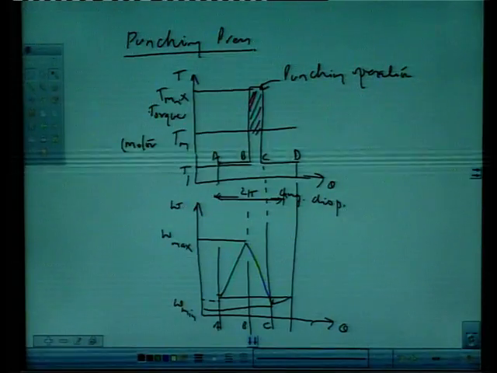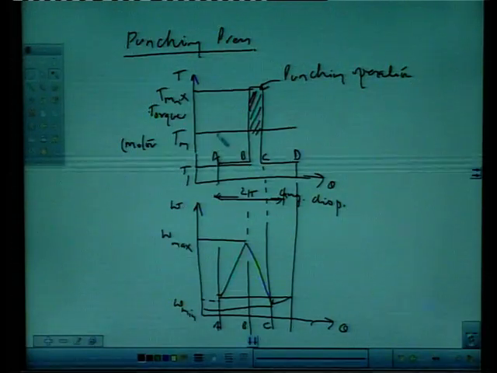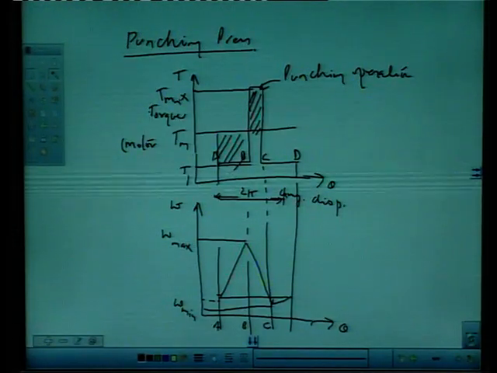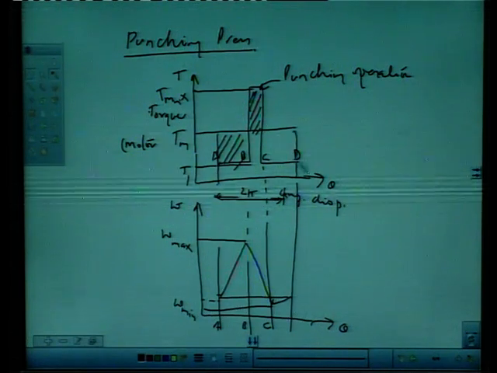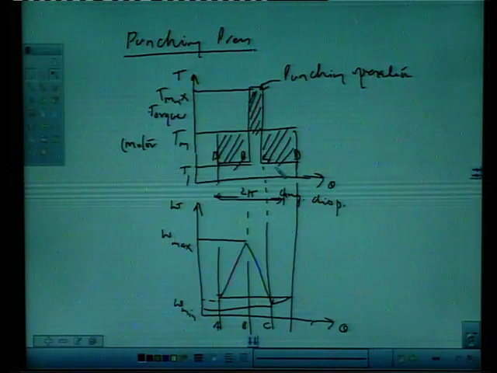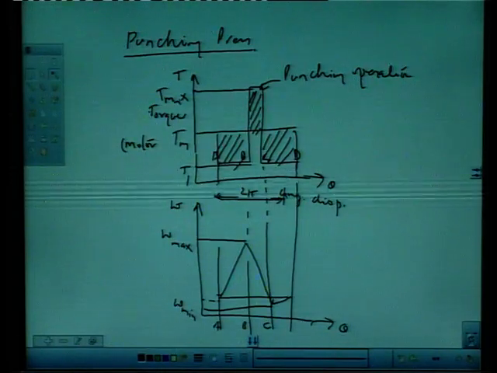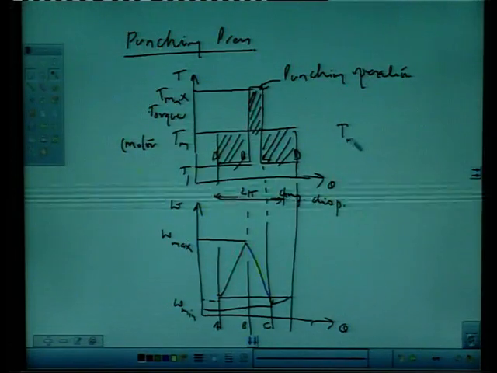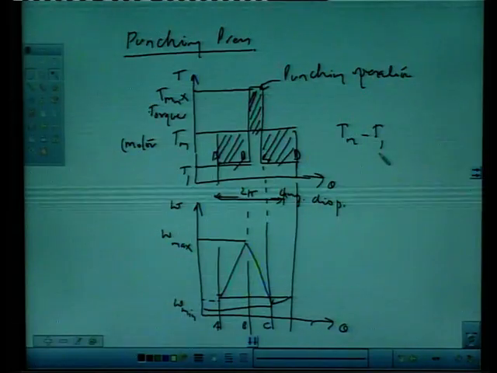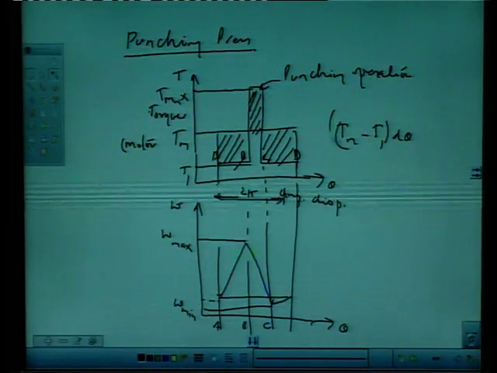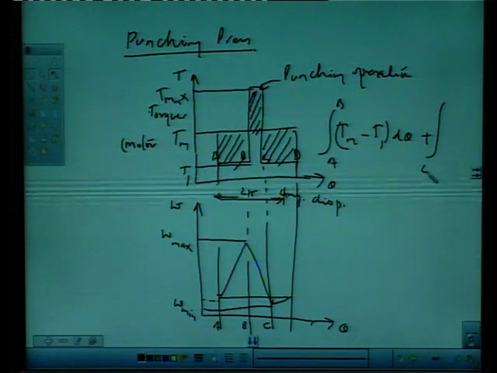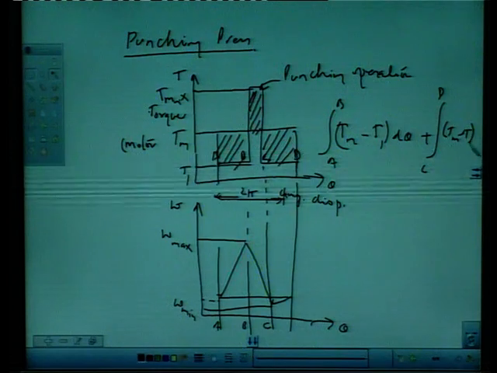Now, during A to B, this is the period in which it will store the excess energy, and during C to D it will also store energy. Now, these two energy storages will be equal to the integral from A to B of (T mean minus T1) d theta, plus the integral from C to D of (T mean minus T1) d theta.